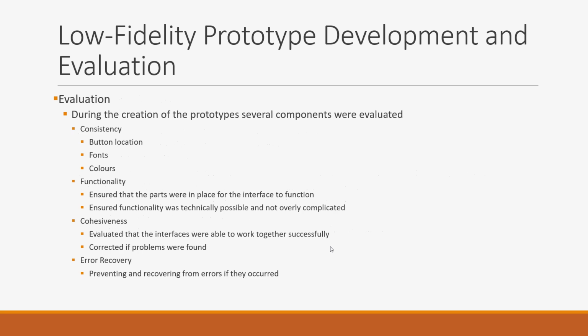An evaluation. During the creation of the prototypes, consistency was looked at the most. Basically, button location, fonts, colors, everything should have been the same throughout the interfaces. Functionality was also looked at to ensure that everything worked. It all had to work together. Basically, it's one application, so everything should work together, and that also means cohesiveness. Cohesiveness needs to be there. Problems were corrected when they were found, and error recovery: throughout, I looked at where errors could occur and how they could be prevented or recovered from if they did occur.